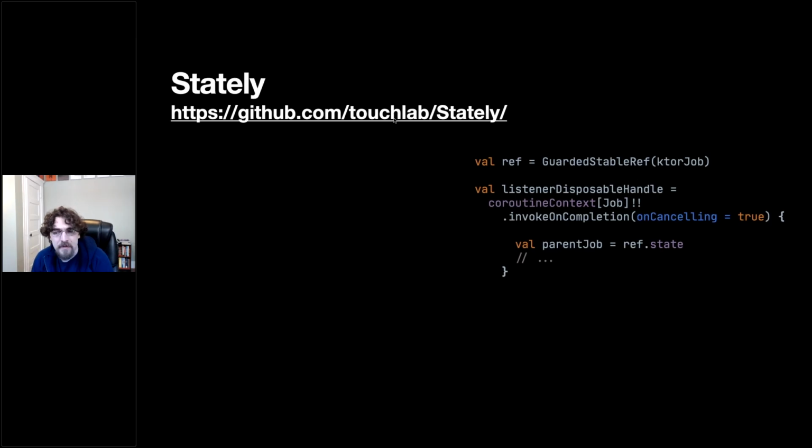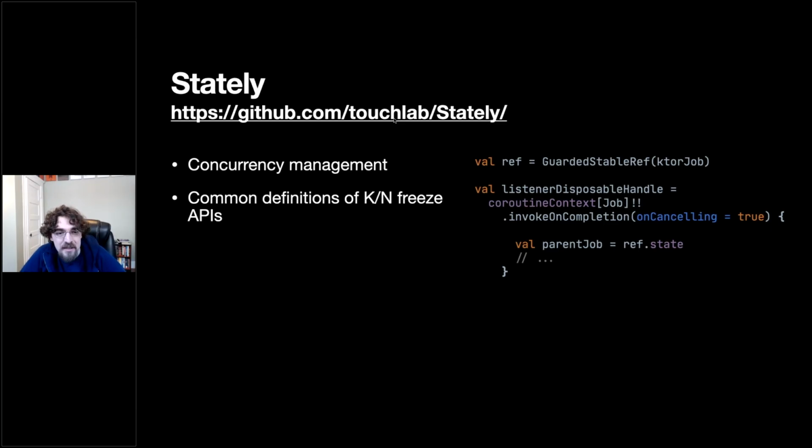Stately is a library from TouchLab that's focused on various parts of concurrency management. Part of what it does is it adds common definitions of the different Kotlin Native freeze APIs so that you can call those from common and not just from your native code. In a starter module, it also adds some different threading primitives. So this YAML code on the right is using Stately's guarded stable ref, which essentially enforces that the reference that it contains is only accessed from a single thread. And that's part of the internals of that network call that we're using to work around Ktor.